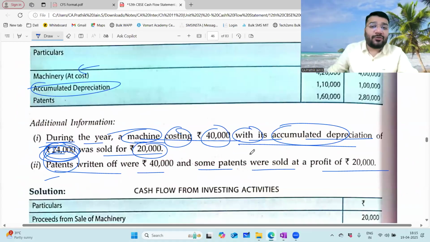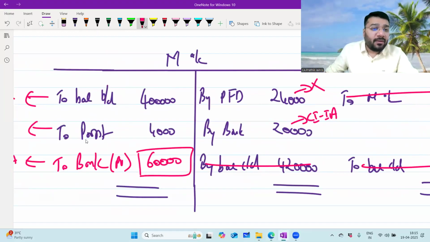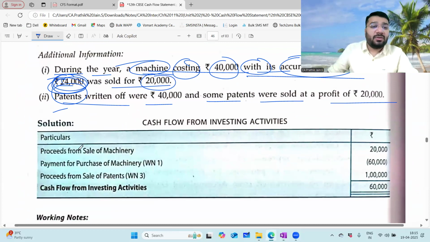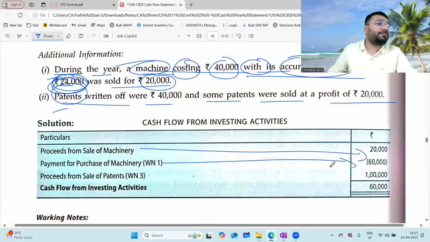Here, what have they asked? Cash flow from investing activity. So you have two things only. One is purchase of the machine. Second is sale of the machine. Purchase is how much? 60,000. Sale is how much? 20,000. So proceeds from sale of machinery 20,000. Payment for machinery is 60,000. Negative.